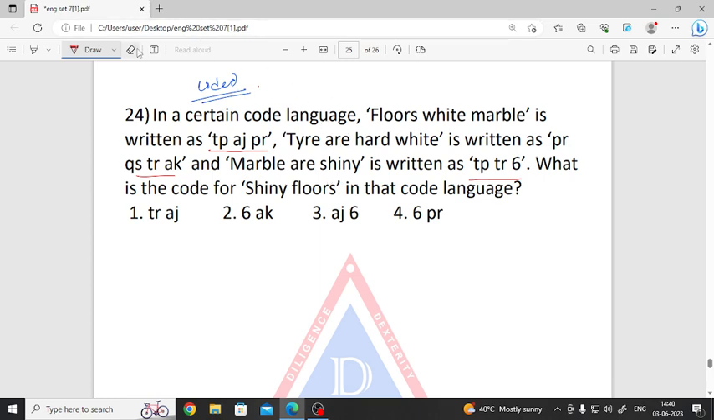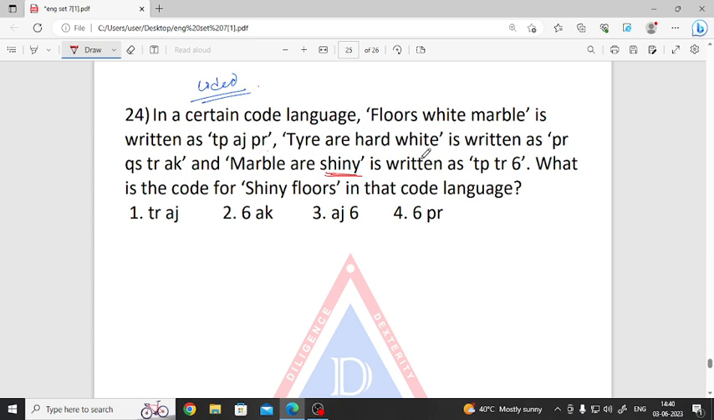Shiny floors. Where is shiny? We can see shiny over here. And can we see shiny anywhere else? No. That means the code should be from this only. That means the rest two codes should be eliminated, because in no other code there is shiny.